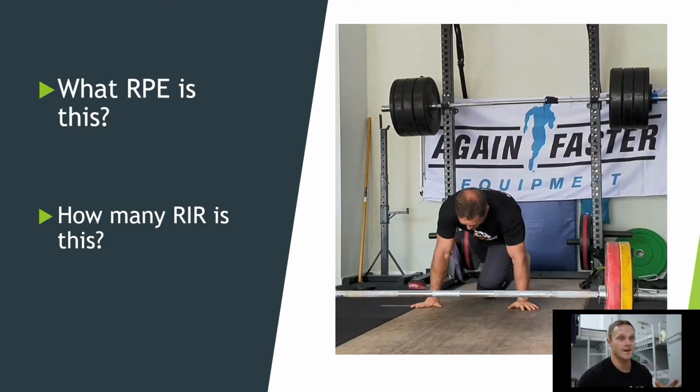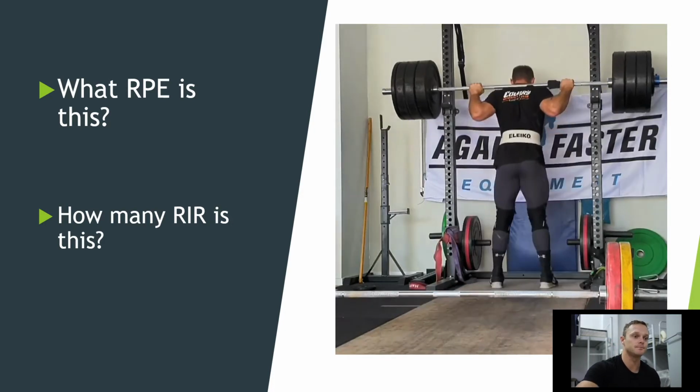So for reference, that was a 5 RM for me, and I've been working towards that weight for about 6 to 7 weeks, constantly trying to get towards it. So that was a big win for me in my training program. So you can see really how hard that was, and that's a good example of what a 10 RPE or 0 reps in reserve looks like at 5 reps.